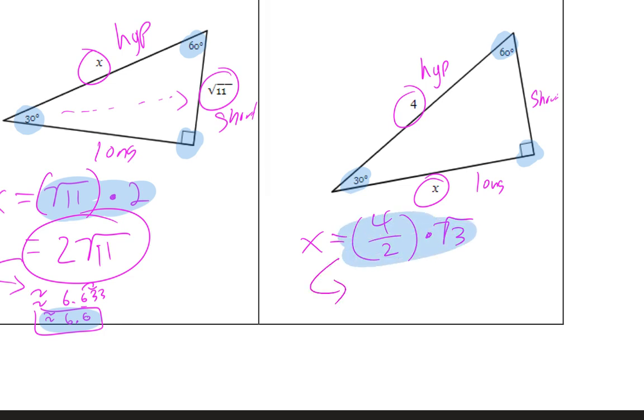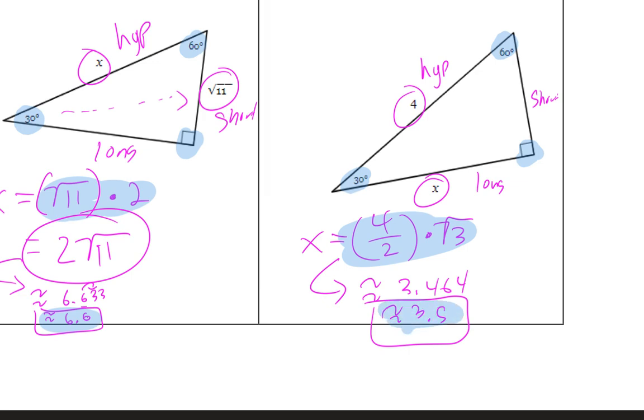Type it in just like that. It looks weird, but that's okay. Then that's going to be approximately 3.464. So bring down our final answer. It's going to be approximately 3.5. Very good. Approximately 3.5. All right, you got this.